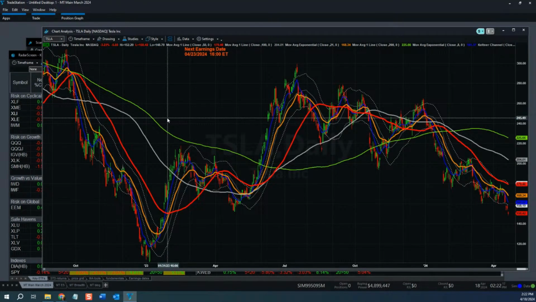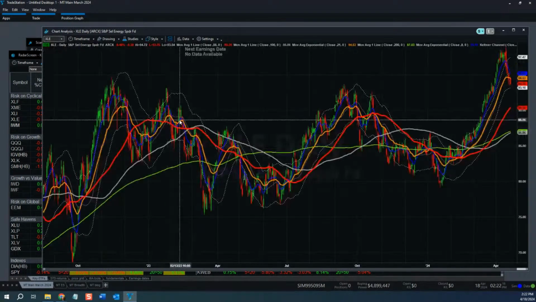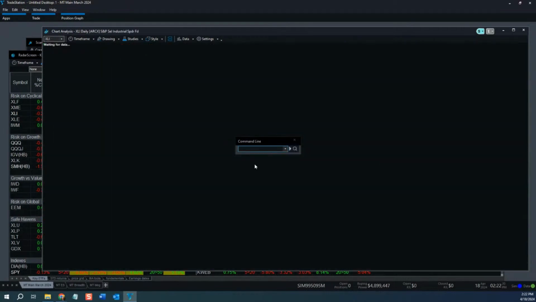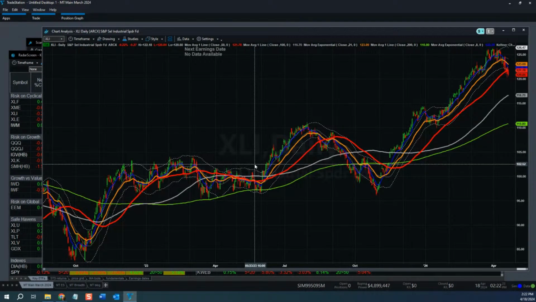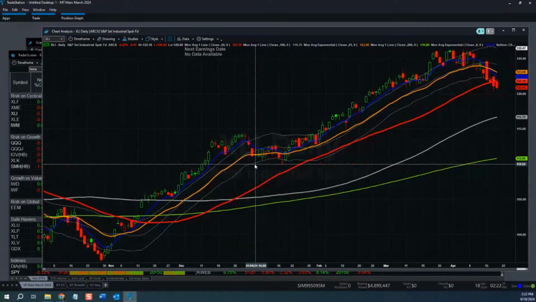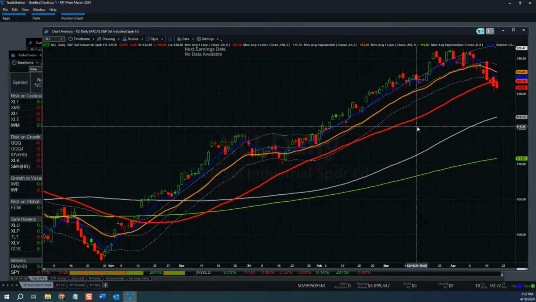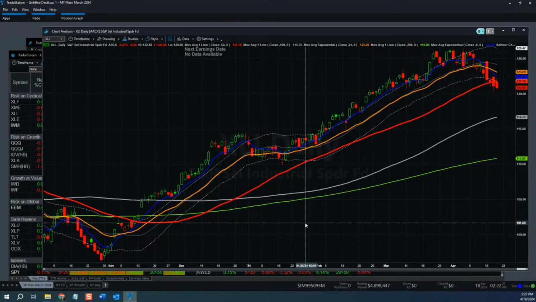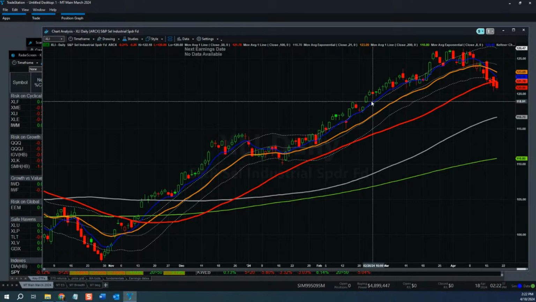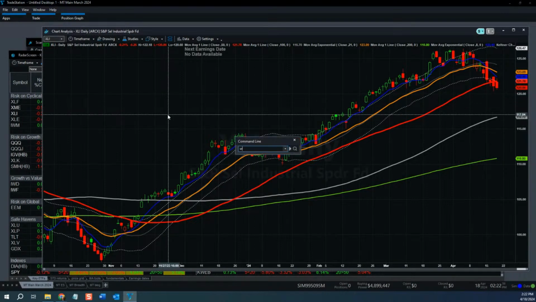is the pullback in things like energy and the pullback in things like industrials. Some of these are the cyclical areas. They are pulling back now. And what's interesting is we're seeing some inside days here. So I think this is something to just watch and see if we get some resolution to the upside.